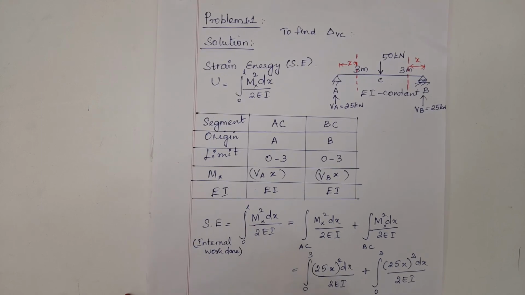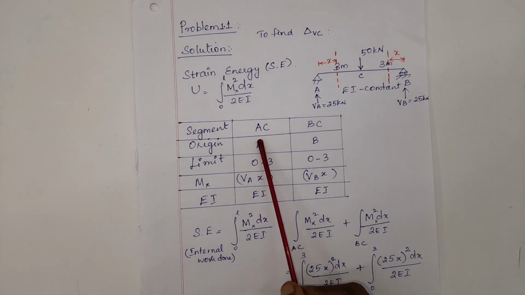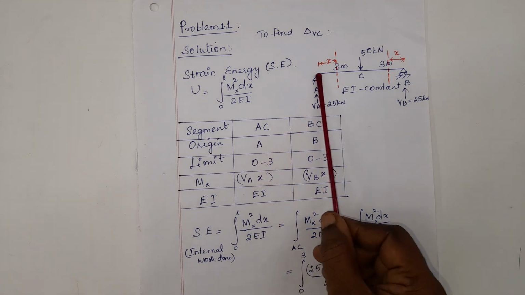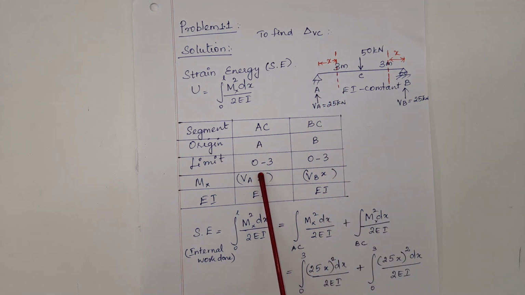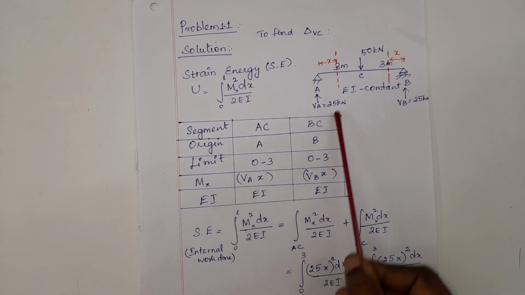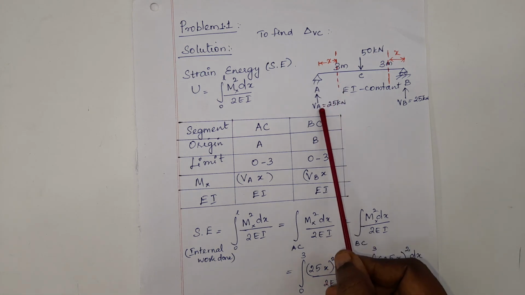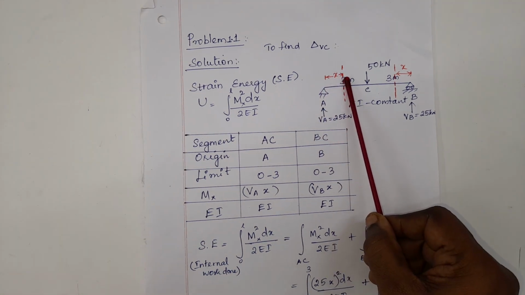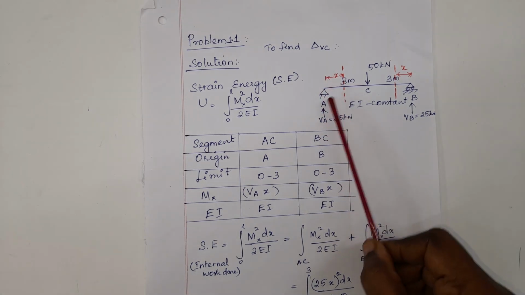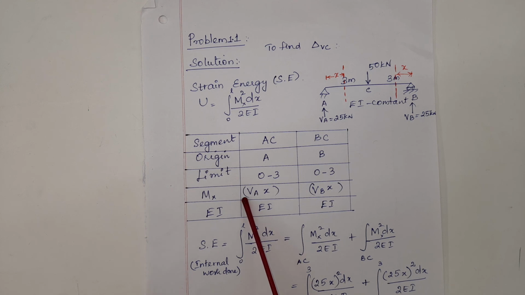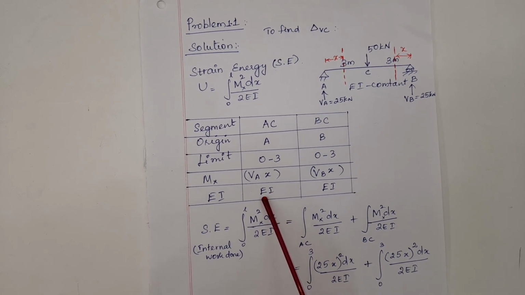So let's see what is written in the tabulation. For segment AC, the origin is taken from A. Limits are the length of each portion. Length of AC is 0 to 3. That will be the limits of the segment AC. Mx is the moment expression about the section considered. Taking VA, this pushes the beam down. This causes positive bending moment or sagging moment. So I put here plus VA into distance x. EI is a constant, so I put here EI. If there is a variation, I will make a mention here.